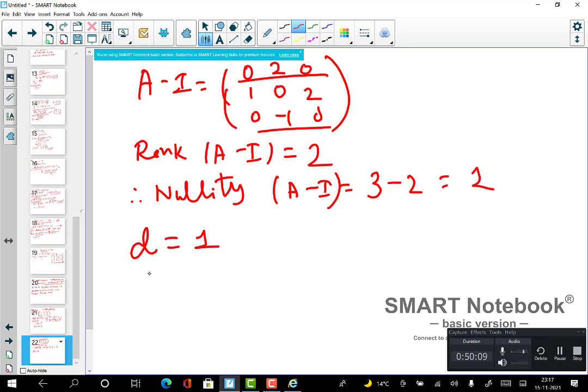So what does that mean? That means there will be one Jordan block only, and obviously for a 3 cross 3 matrix, one Jordan block means the highest Jordan block will be exactly 3, and that means also the minimal polynomial has degree 3. But you can easily find this out from here too, because if you want to find out what (A minus I) whole square is, it is not difficult to check that it will be of this form.